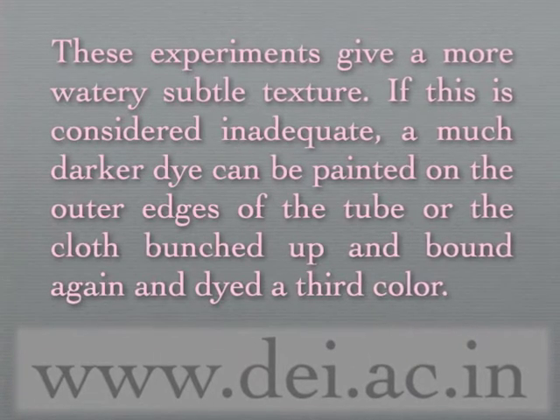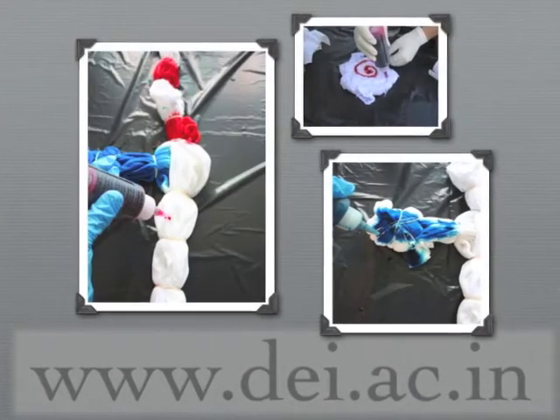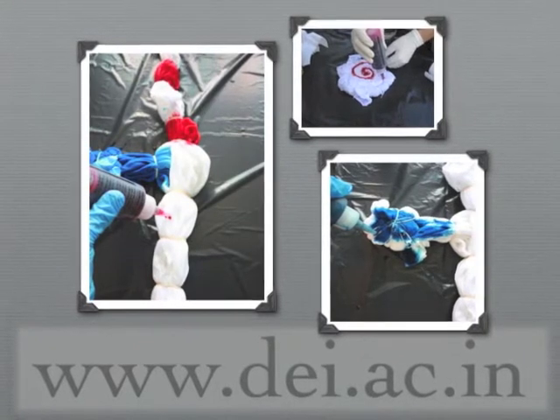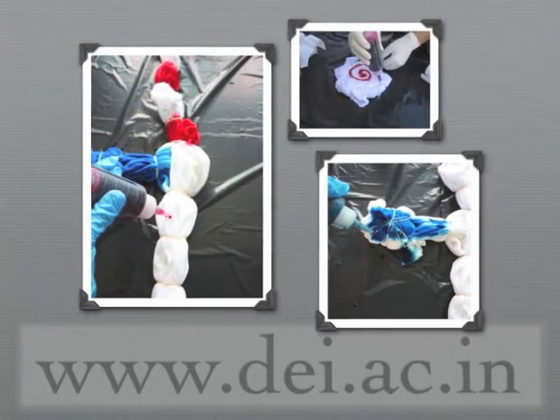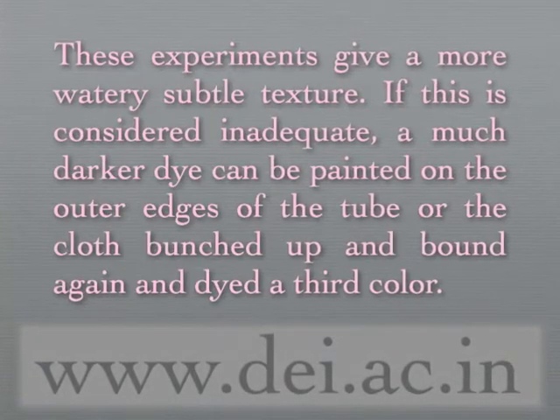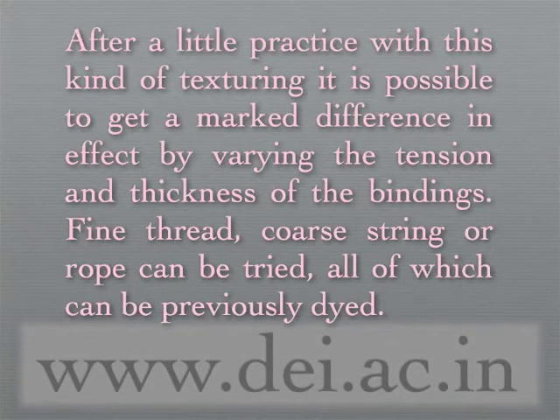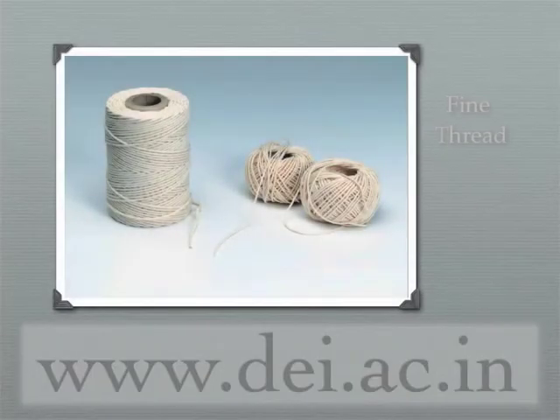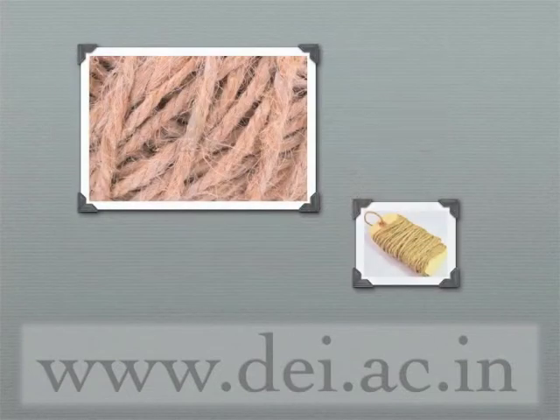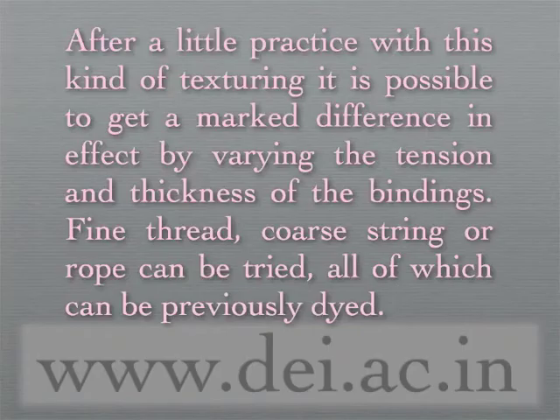If this is considered inadequate, a much darker dye can be painted on the outer edges of the tube, or the cloth bunched up and bound again and dyed a third color. After a little practice with this kind of texturing, it is possible to get a marked difference in the effect of varying the tension and thickness of the binding. Fine thread, coarse string, or rope can be tried, all of which can be previously dyed.